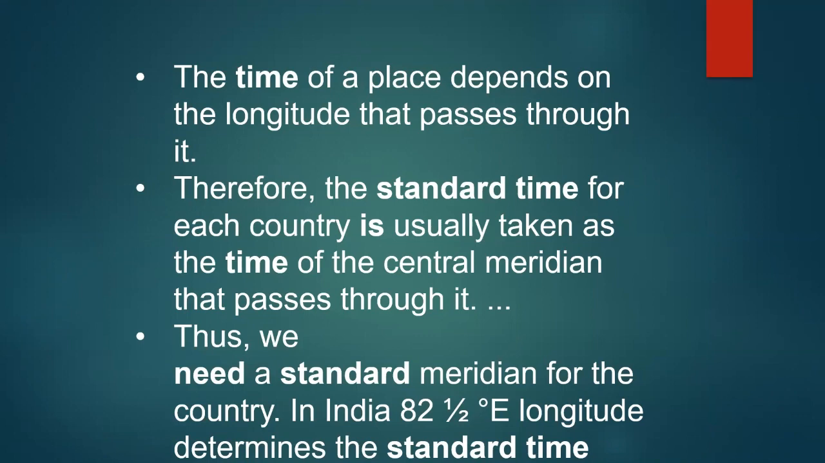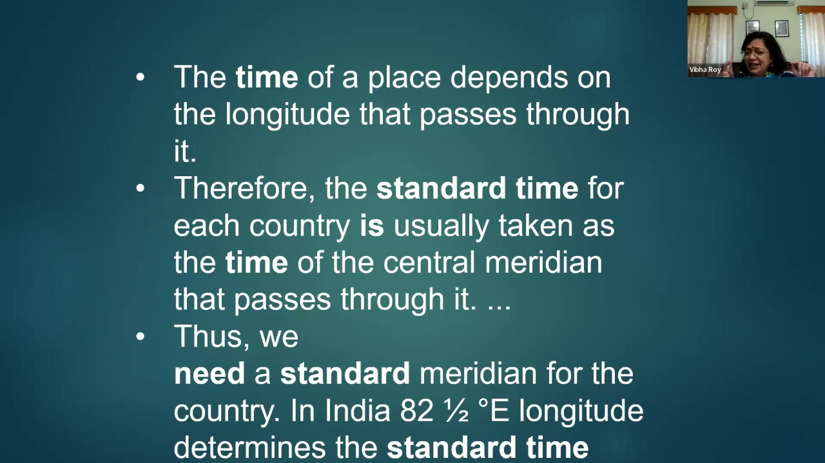If a person is going from Guwahati, which is in the extreme eastern part of India, to Porbandar in the western part of Gujarat, there will be a difference of 2 hours, which means we will have to change our watch. But we don't do it. Why? Again, this has to be explained in class 9. So if we explain this basic concept to children in class 6 and 7, it becomes easier for them to understand in class 9 also. The time of a place depends on the longitude that passes through it.